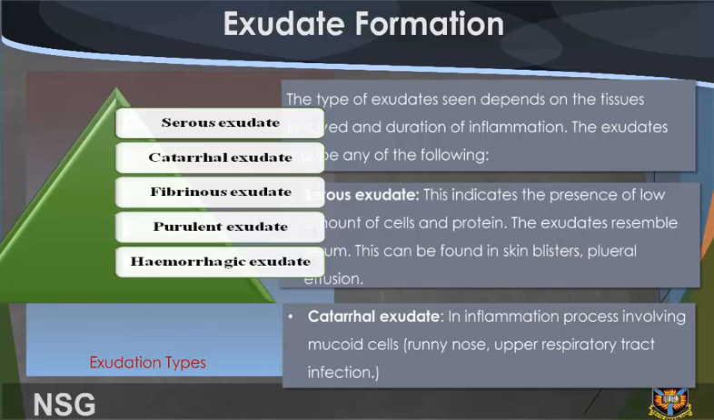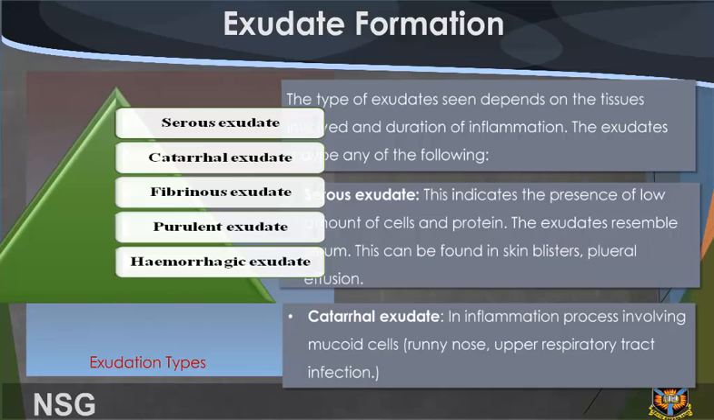Exudate formation. The type of exudate seen depends on the tissues involved and duration of inflammation. The exudate may be any of the following: serous exudate, catarrhal exudate, fibrinous exudate, purulent exudate, hemorrhagic exudate. Serous exudate. This indicates the presence of low amounts of cells and protein. The exudate resembles serum. This can be found in skin blisters, pleural effusion.